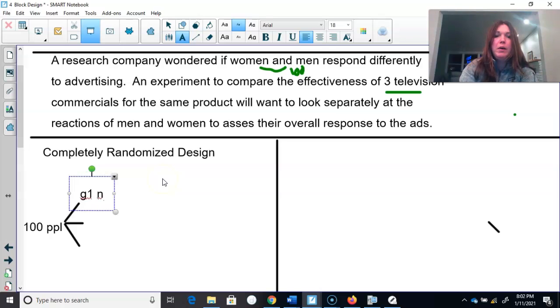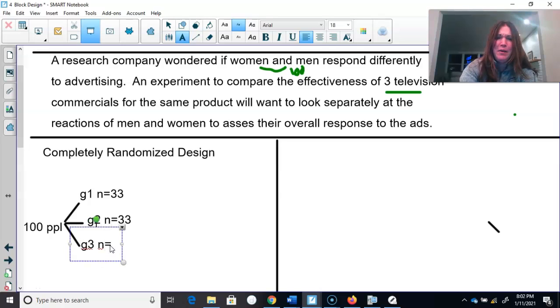Group 1 would have n equals, let's say, 33 people. Group 2 would have n equals 33 people. And then finally, Group 3 would be n equals, what would that be? 34 people. Together, that's 100 people. So this is a completely randomized design, which I did a video on previous to this.